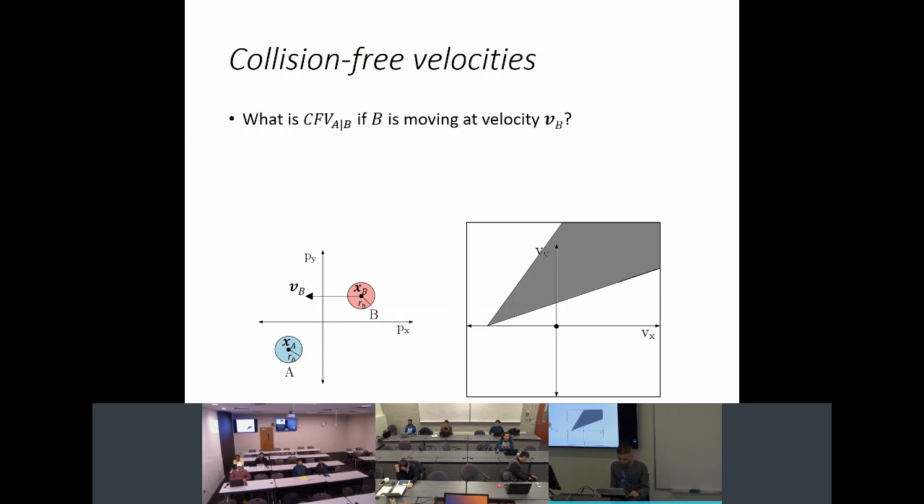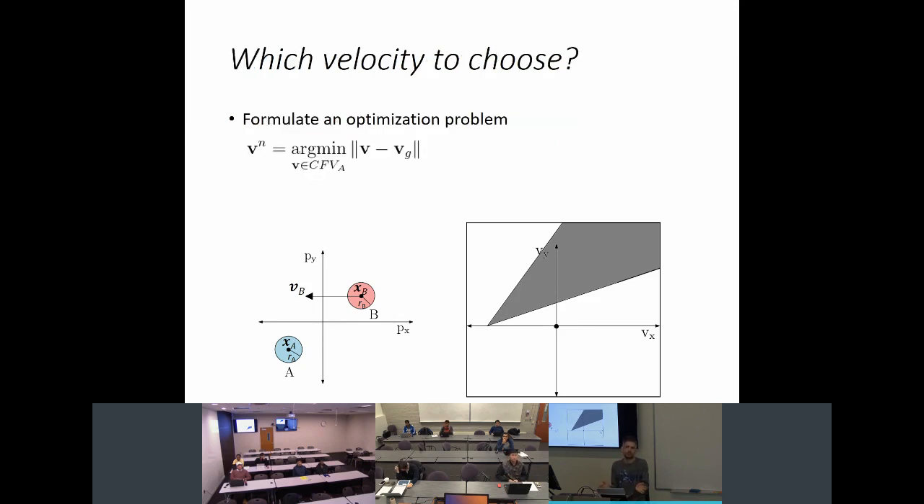Okay, so that's the idea. Now I'm in the absolute space rather than the relative space. The gray area denotes all forbidden velocities for A to take. Everything outside the gray area is safe to take. So I can formulate this as an optimization problem, right? I have a set of free velocities and I have my goal velocity, which is given to me. I want to select a new velocity inside the white space, so to speak, which is as close as possible to the goal velocity, right?